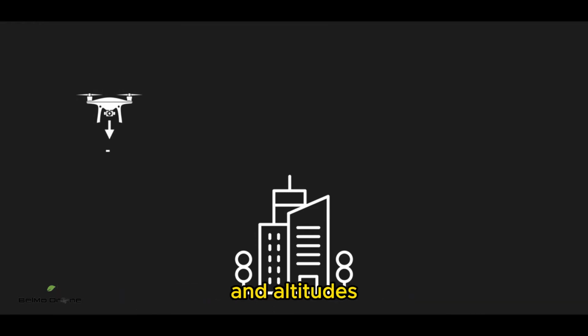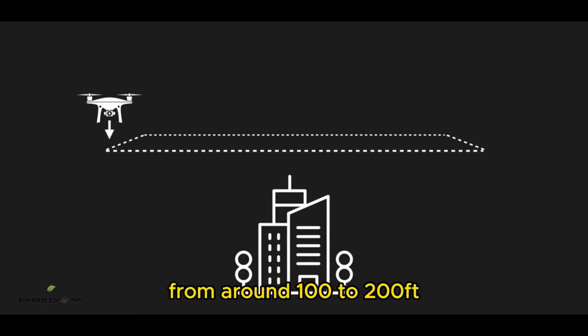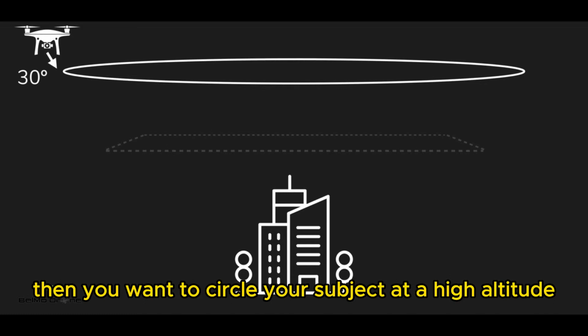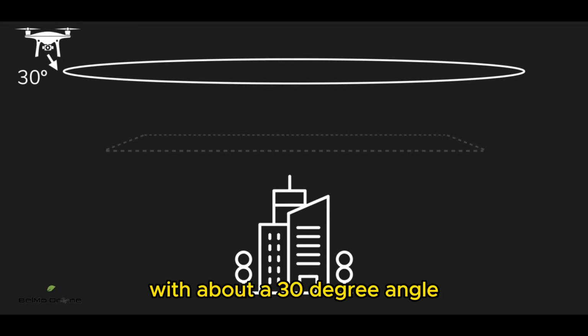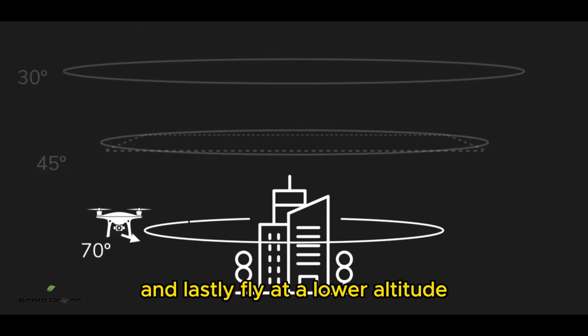The second thing you need to do is make sure you capture photos of your subject at different angles and altitudes. Typically, you want to capture straight down images from around 100 to 200 feet. Then you want to circle your subject at a high altitude with about a 30-degree angle. Next, fly at a middle altitude with around a 45-degree angle, and lastly, fly at a lower altitude with a 70-degree angle. You of course also want to adjust your radius to keep the subject in frame.